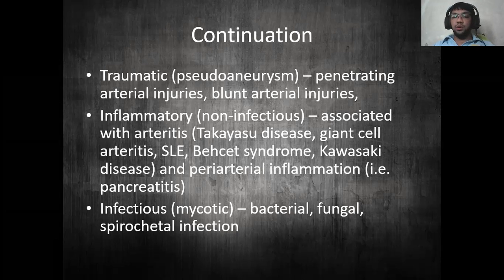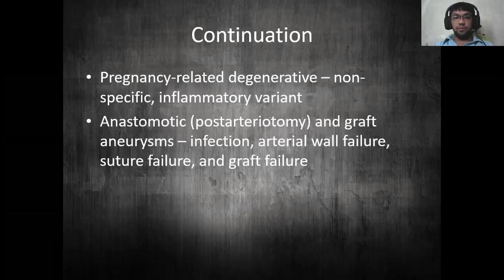And infectious or mycotic, such as bacterial, fungal, and spirochetal infection. Pregnancy-related degenerative, so it's a non-specific inflammatory variant related to pregnancy. Or anastomotic, post-arteriotomy or graft aneurysms brought about by infection, arterial wall failure, suture failure, or graft failure. So this can happen even though the surgeon has already repaired that aneurysm. Aneurysm can further occur, brought about by complications from that surgery.